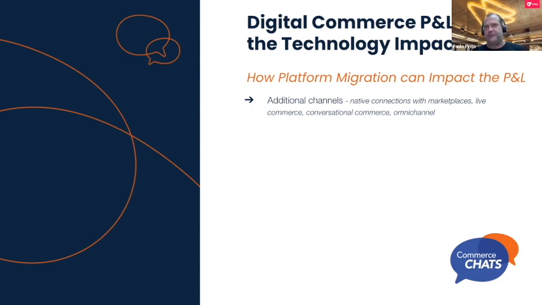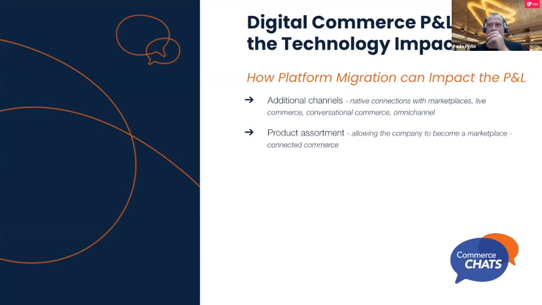Additional channels. Let's say you change your platform, and then the new platform has a lot more native connections with big marketplaces. It has live commerce, conversational commerce, omni-channel capabilities and everything. So just by moving to a new technology there, you are expanding your channels. You have a lot more streams of revenue. You're selling in a lot more places, and the expected result is that your revenue will grow, right? So that's one impact that we can see.